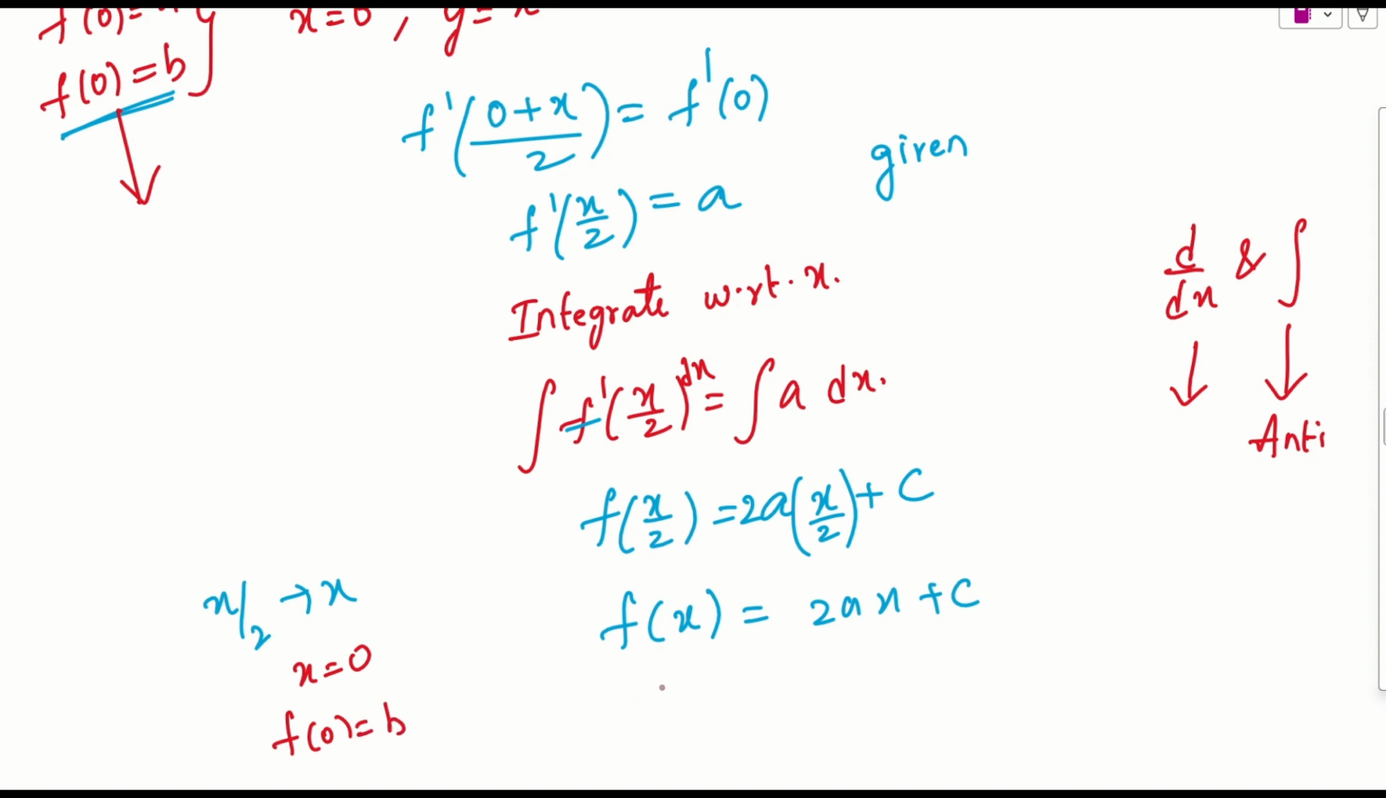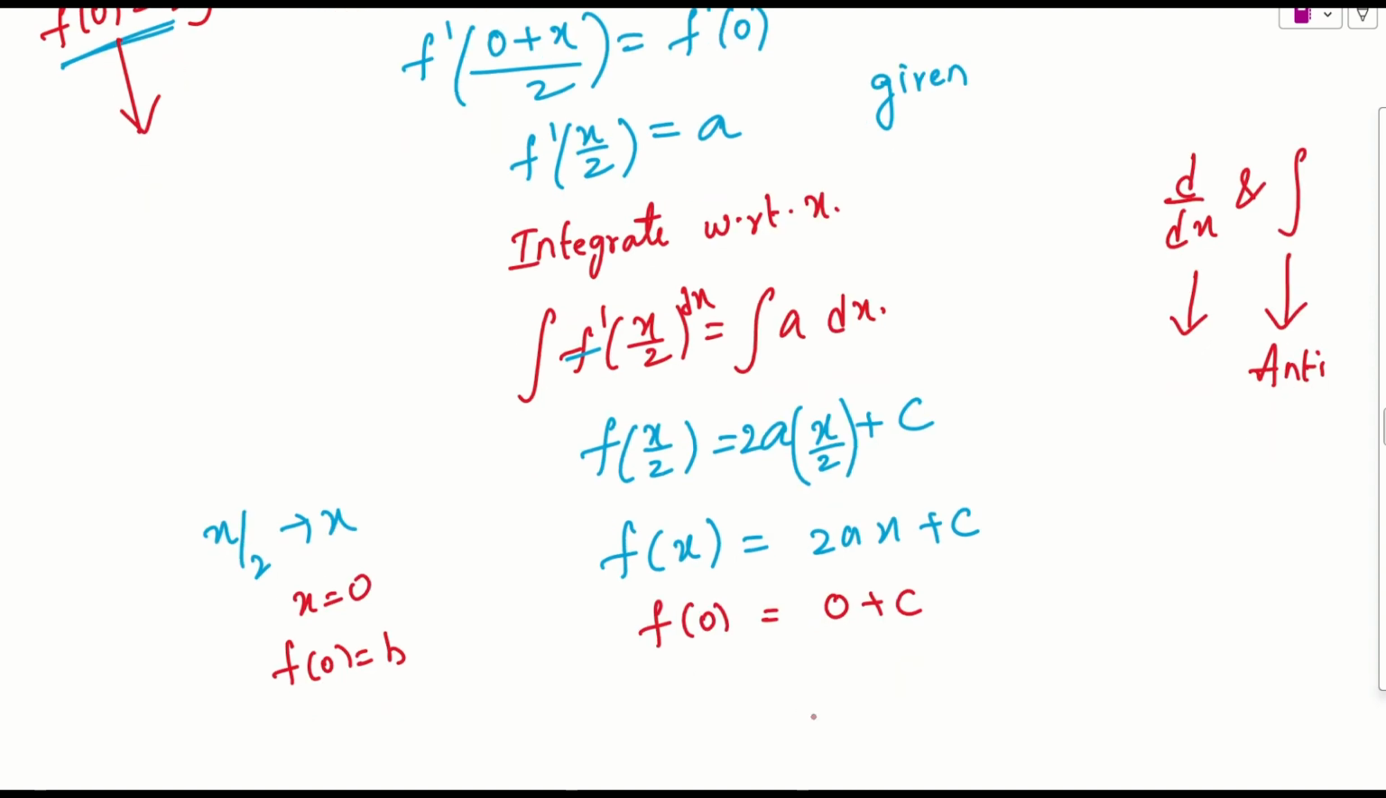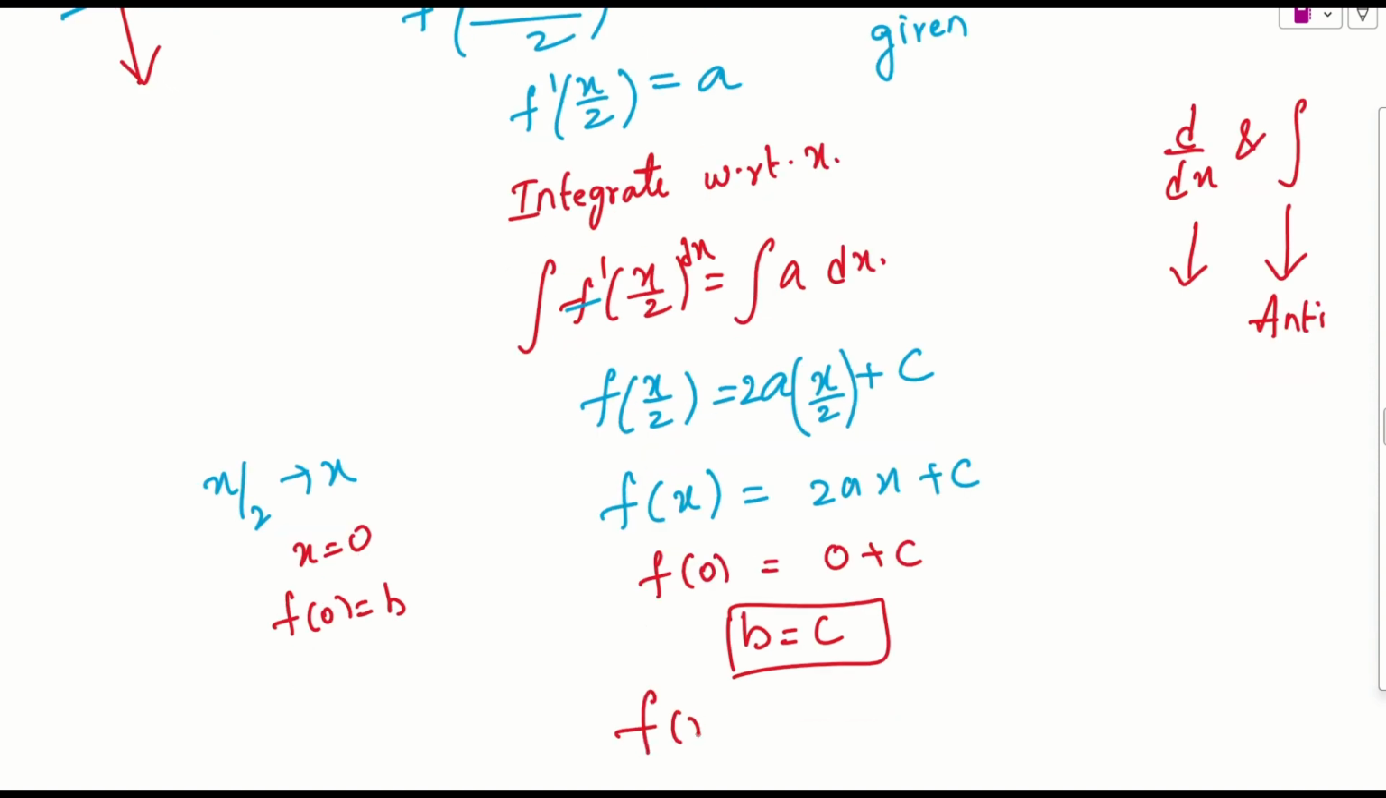So if I take this, f of 0 equals x is 0 now plus c, right? What is f of 0? f of 0 is nothing but b alone. Just now I have given, so b equals c. This is the condition I got. Is it okay? So from this, what can I say? I can say that f of x is nothing but 2ax plus b. Is it okay? Any doubts up to here?